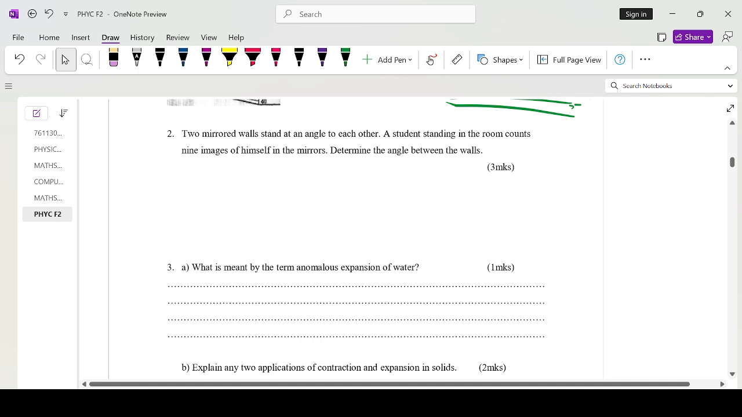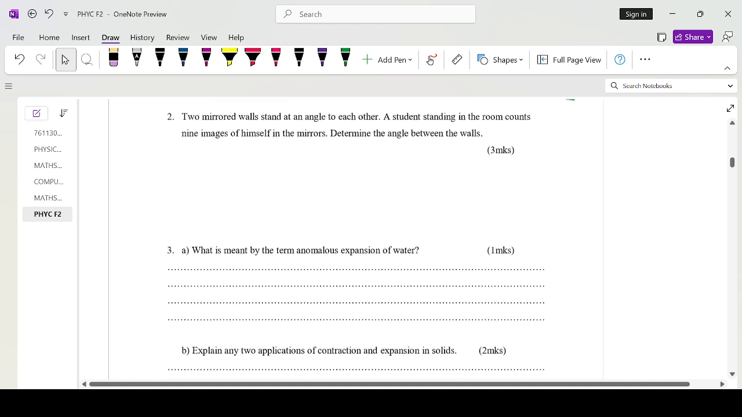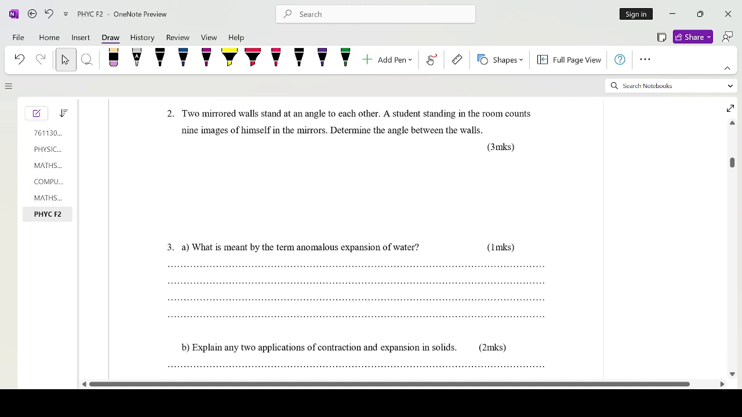Let us see question number 2. Two mirrored walls stand at an angle to each other. A student in a room counts 9 images of himself in the mirrors. Determine the angle between the walls. How do you get the number of images? Learners, we have the formula.